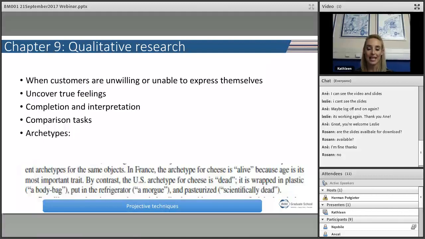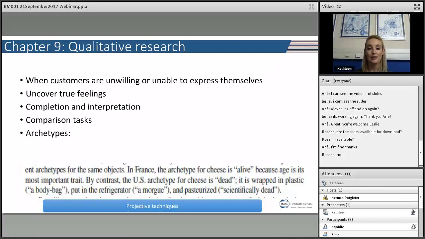When we look at projective techniques, often the reason why we use imagery is because customers may be unwilling or unable to express themselves verbally. Sometimes they don't even know what their true feelings are. They might think that they feel neutral towards the brand, but in actual fact they don't. Often if we use completion tasks like our sentence completion or interpretation tasks like our cartoon example, it just allows us to find out a little bit more about how customers feel.